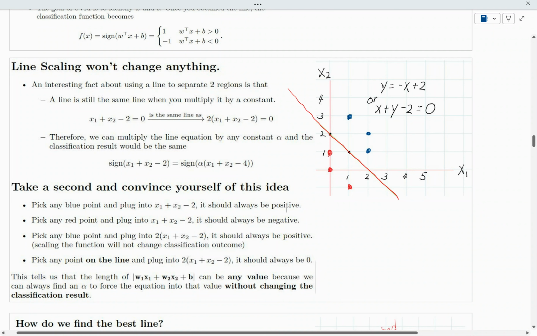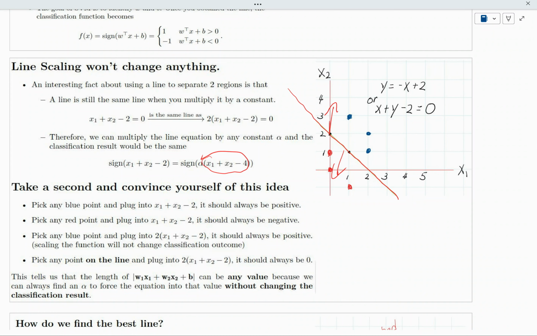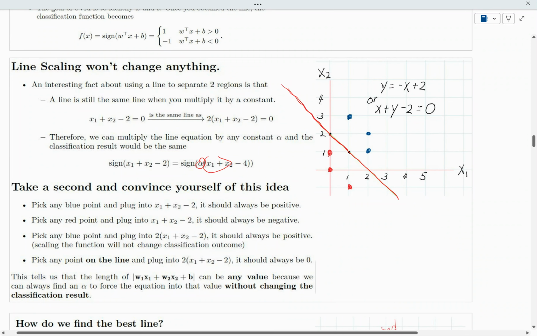So multiplying a line by a constant doesn't change the result. Therefore, when we multiply the equation of a line by any constant, whatever is positive, which is above the line, will stay above the line. Whatever is below the line will stay negative. Therefore, the magnitude of the line doesn't matter. You can scale the line to anything, and it will not matter because multiplying a number by a line implies that you have the same line. You don't get a different line.